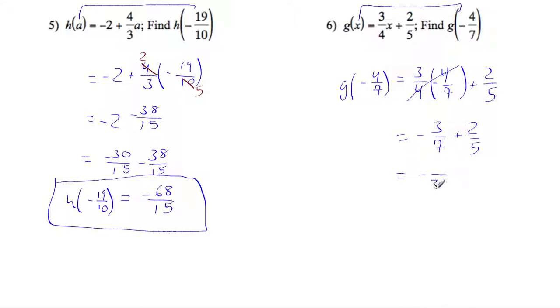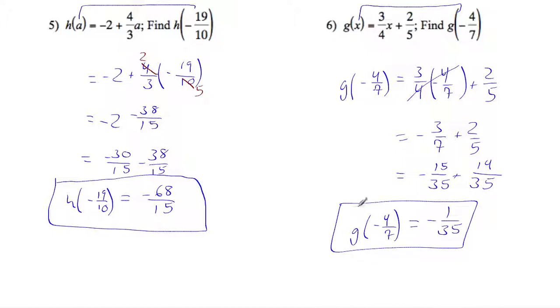So to get from 7 to 35, I multiply by 5. So 3 times 5 is 15. And then plus, to get from 5 to 35, I multiply by 7. So that's 14. So negative 15 plus positive 14 is going to be negative 1. So g of negative 4 sevenths is equal to negative 1 35th.